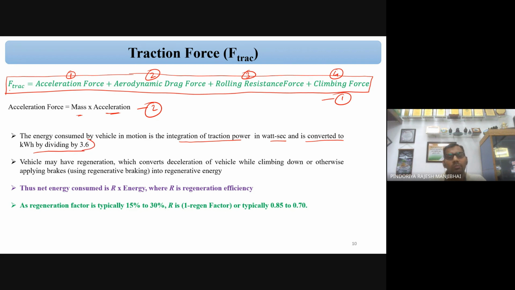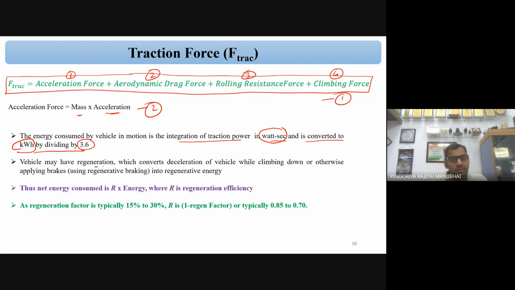How do we get the 3.6? Because we have to convert hours to seconds. Ultimately we have to convert watt-seconds to kilowatt-hours, correct? So that's why the constant is 3.6. We can say in 1 hour we have 3600 seconds, correct? So ultimately we have to convert the unit, seconds to hours.